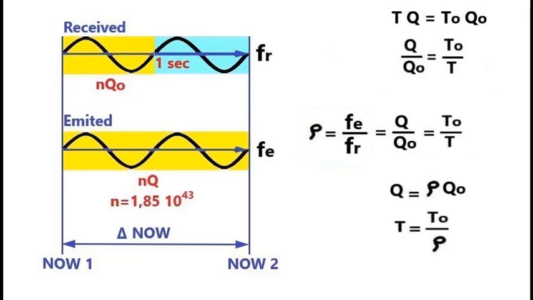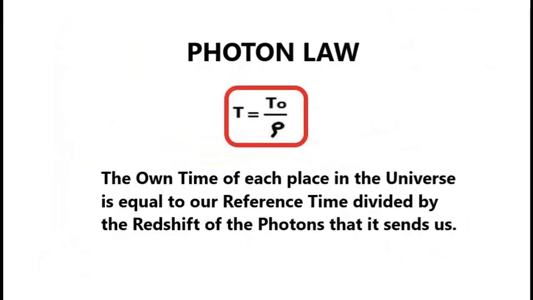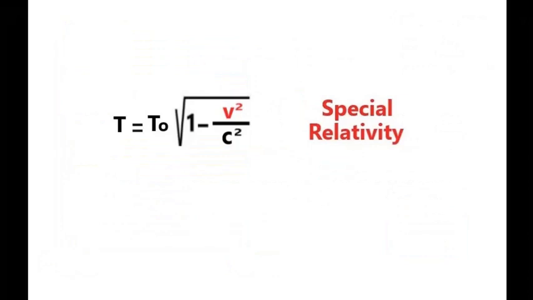And the time that our clock would mark in that place in the universe, t, is equal to the reference time t0 that we measure, divided by the redshift of the photons received. And we have the Photon Law, which tells us that the own time of each place in the universe is equal to our reference time, divided by the redshift of the photons that it sends us. But let's now deepen the concept of time variation in our clocks.